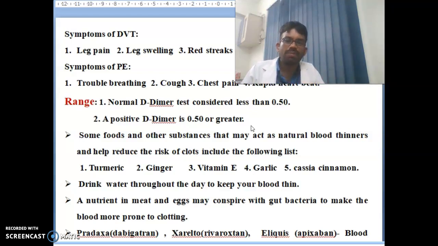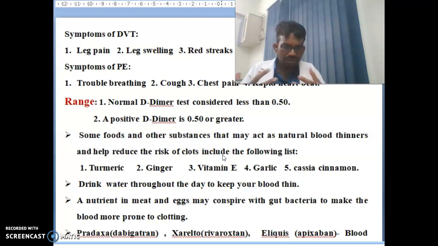If the value is greater than 0.50, that is positive, meaning there are chances of a blood clot. Some foods or other substances may act as natural blood thinners and help reduce the risk of clots, including the following list. You can see turmeric, ginger, vitamin E, garlic, and cinnamon. These are normal foods you can use to make your blood thinner.